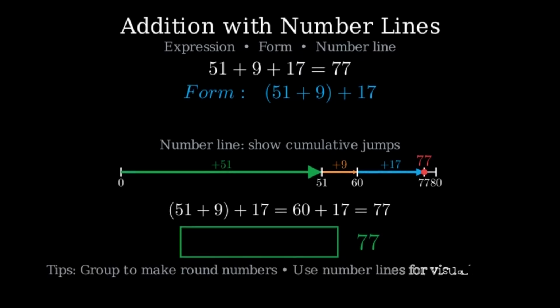Recap. For each expression, we wrote the original expression, chose a form that made the mental arithmetic simpler, and illustrated the addition using cumulative jumps on a number line. Practice these strategies, grouping to make round numbers and visualizing with number lines, to build fluency.